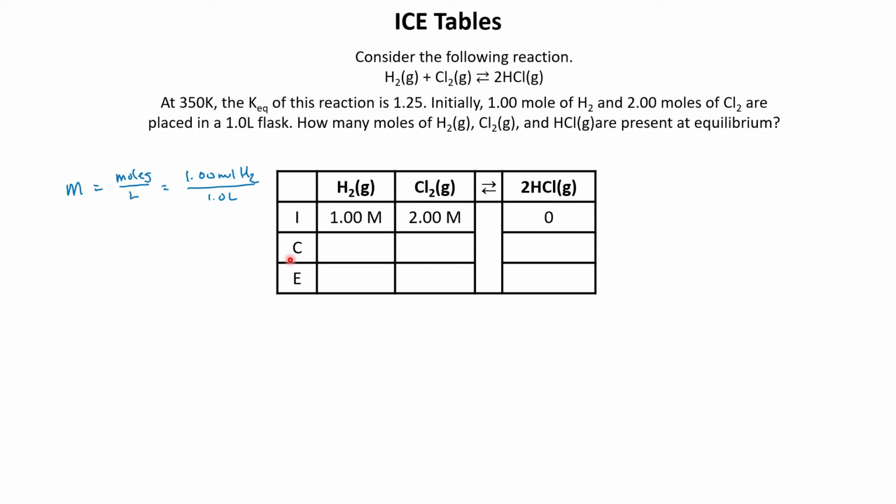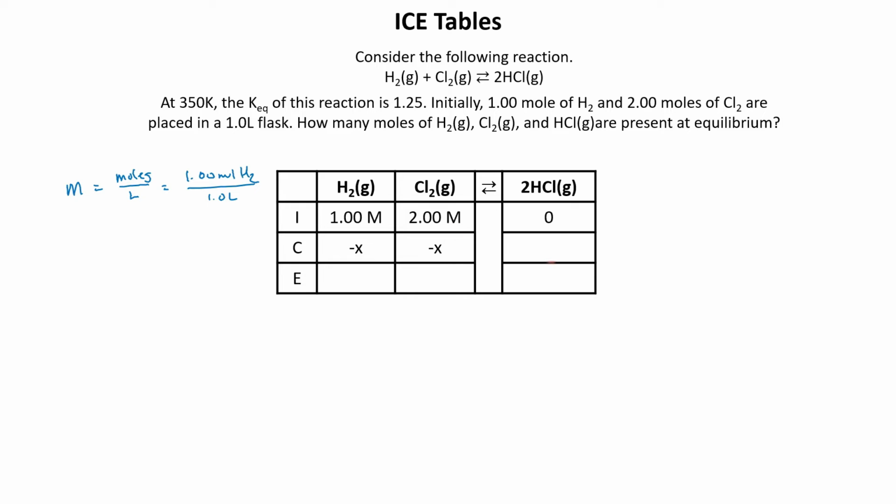The next row of our ICE table is C, again for consumed or change. So which way is our equilibrium going to shift in this case? Well, because we have 0 product, our equilibrium is definitely going to be shifting to the right to make products. But again, we don't know how much. So I am going to call this quantity X. Now, on the reactant side, this is going to be minus X and minus X.